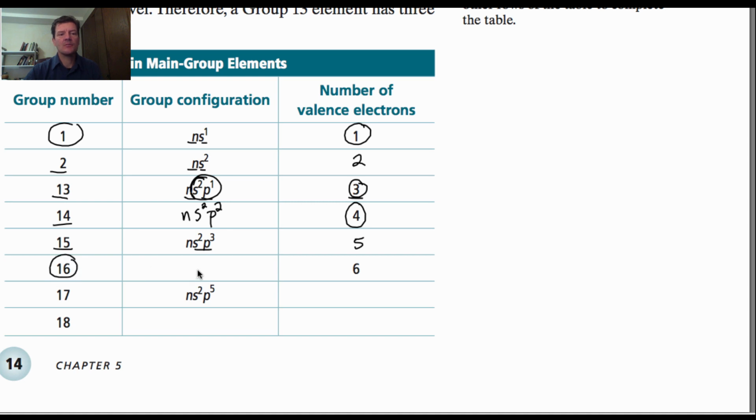The 16th group is always going to end in something, this n here is the energy level, s2 p4, six valence electrons. 17th group, this would be your halogens, s2 p5, seven valence electrons, and the 18th group is going to end in something s2 p6. It has eight valence electrons, except for helium. Helium only has two valence electrons because it's full in the 1s orbital. Okay?